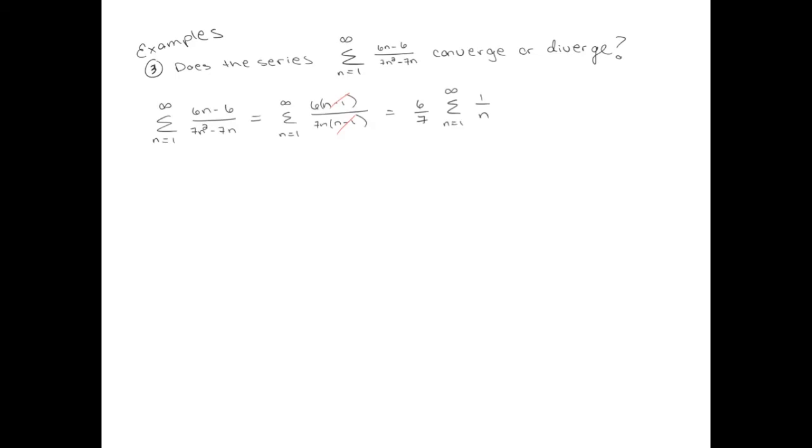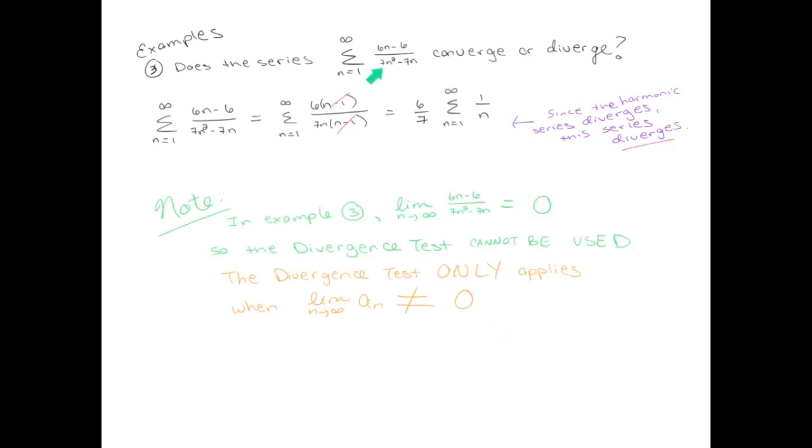Let's do an example. Remember to look for basic algebra that you can do in order to simplify things. You get n minus 1 canceling with n minus 1, and actually this series significantly simplifies. Now here's what I would expect you to write: a little sentence that says, because I know that the harmonic series here diverges, therefore the total thing diverges, and that's the answer to this problem. What I want you to notice about this example is that the individual terms in the sum do approach zero, so the divergence test cannot be applied. The divergence test only applies if the individual terms of the summation are not zero. Then you can conclude divergence.